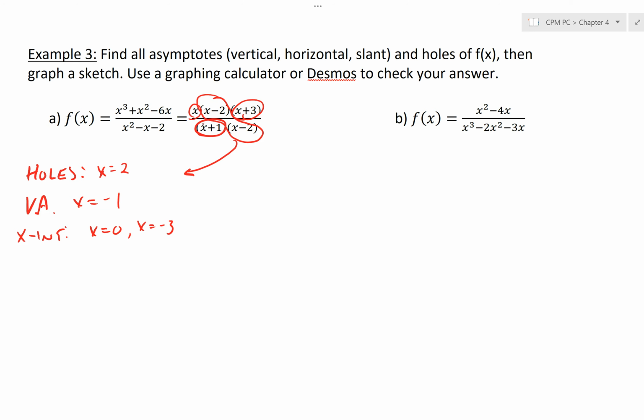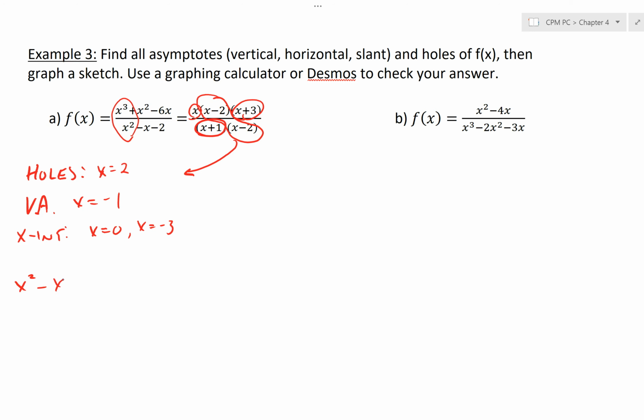Okay, so we've analyzed all the factors so far. Now we want to look at the end behavior. Is there a horizontal asymptote or a slant asymptote or neither? If we just focus on those highest powered terms in the top and the bottom, we notice that the degree of the top is 1 greater than the degree of the bottom. So that means there's going to be a slant asymptote. To get the slant asymptote, we have to do long division.